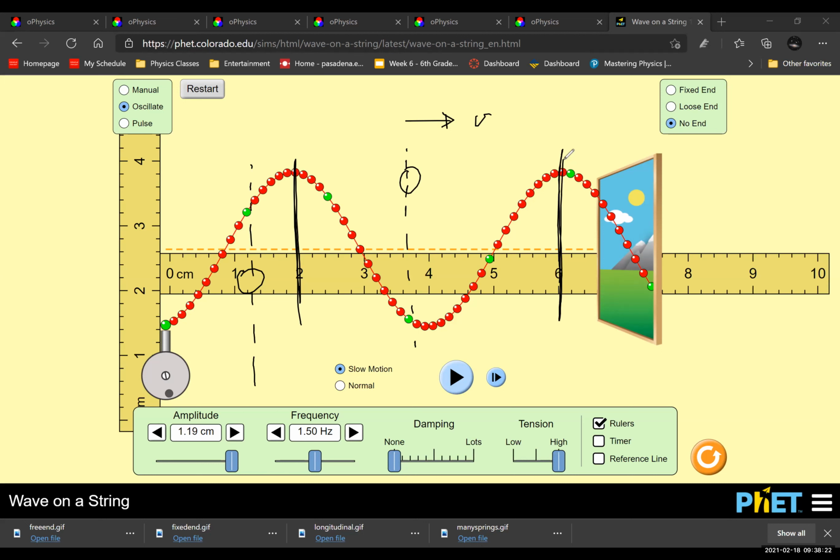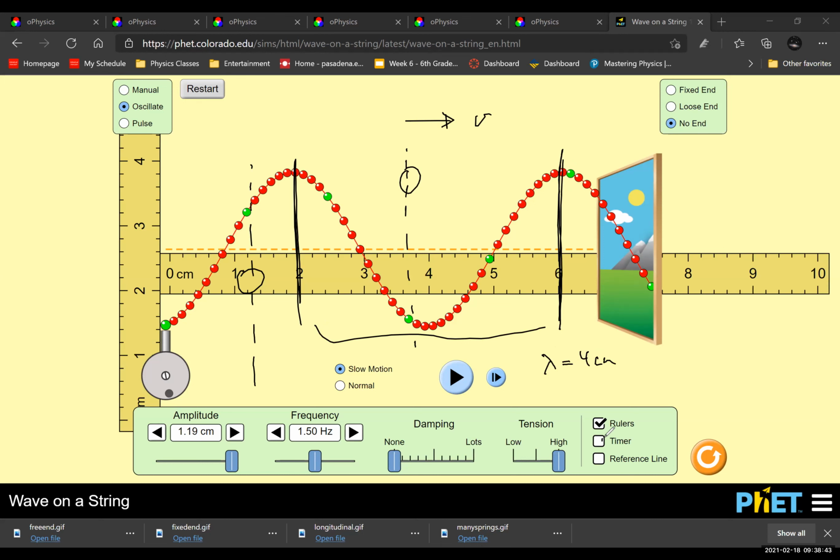See, this is the next crest. That's a 4 centimeter distance. Now that's my wavelength. The wavelength then is 4 centimeters. It's a measurement of length, so you can put it in centimeters, it's okay. So now I have the wavelength to be 4 centimeters. Then I can also measure the time.